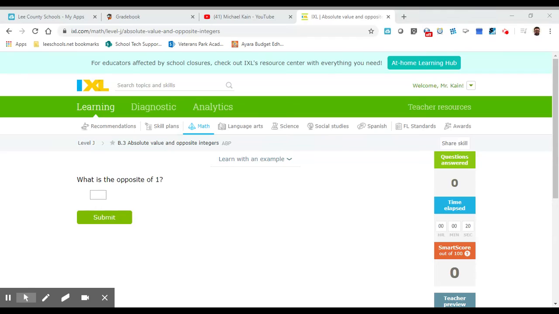Okay, let's see what we're working with here. It is absolute value and opposite integers. Code is ABP on your 8th grade IXL.